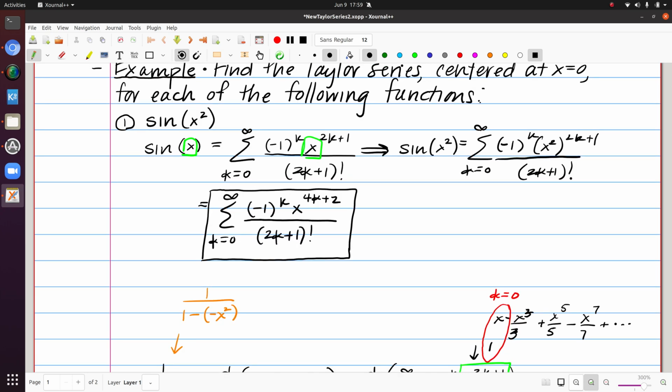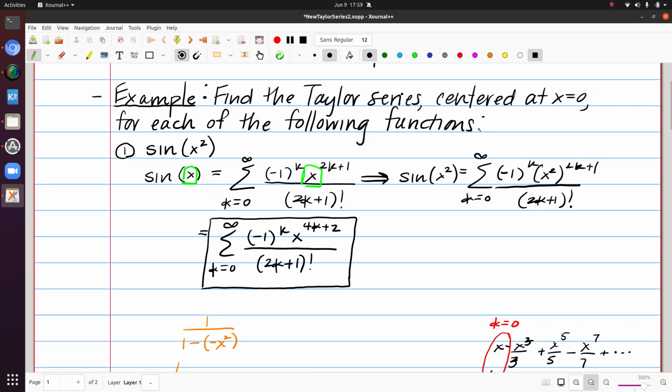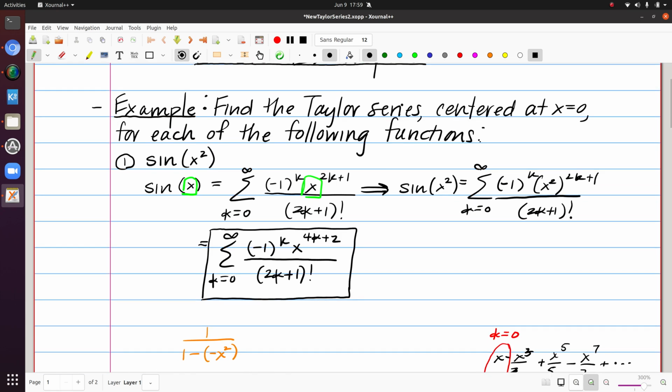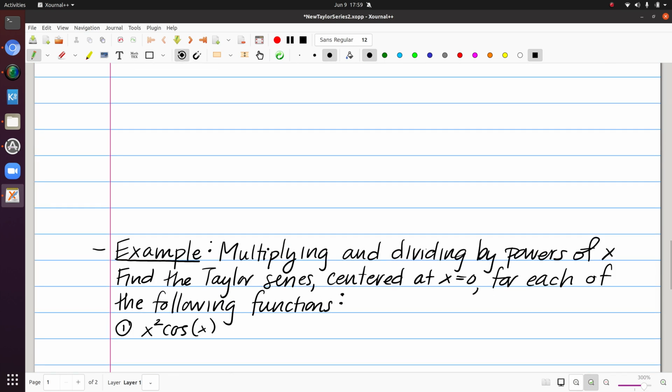If I had asked for the Taylor series centered anywhere else, knowing what, say, sine of x is at 0, if I had to find sine of x squared at, say, pi, that doesn't help me at all, because we'd have to completely reevaluate what the coefficients would be. So this is only useful when the center remains the same for all of these. So let's skip over the next one.